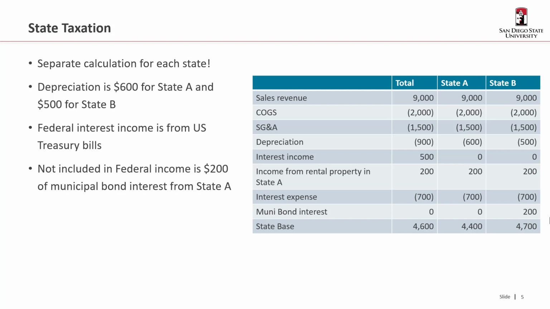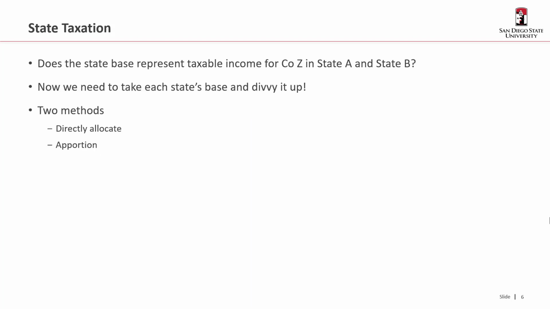We call that the state base, and there's no real reason to call it state base other than that seems to be what everyone calls it. But it represents, again, the worldwide income calculated based on a particular state's rules. Does the state base represent taxable income? Absolutely not. We know that's worldwide income. Now we need to take each state's base amount and divvy it up amongst all the states.